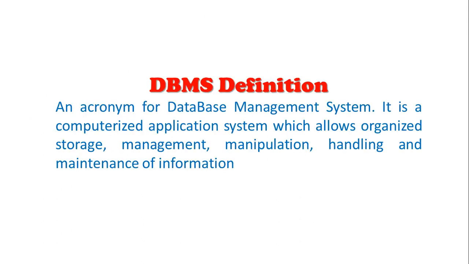So now we have understood the meanings of each of the terms involved in DBMS, and we are ready to put everything formally together in the form of a definition. So here is the formal definition of what DBMS is. DBMS is an acronym for Database Management System. It is a computerized application system which allows organized storage, management, manipulation, handling and maintenance of information. Now we come to the end of this lesson.